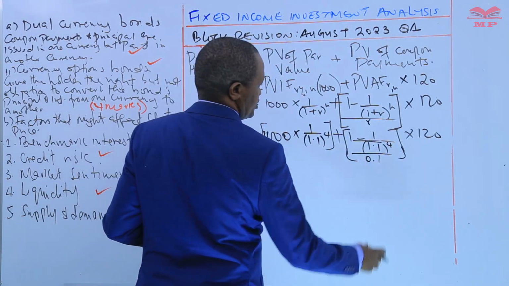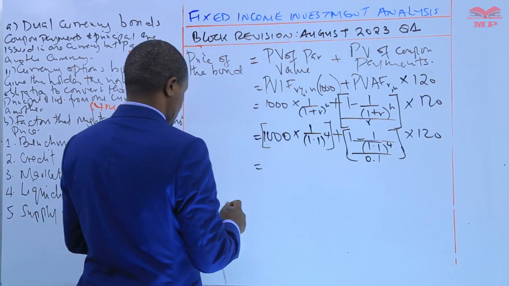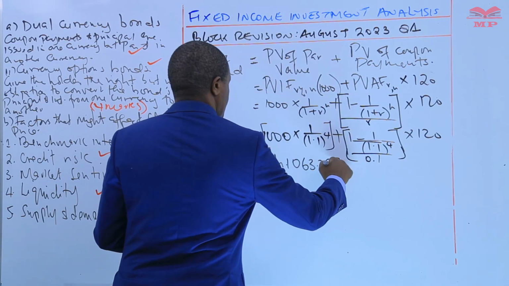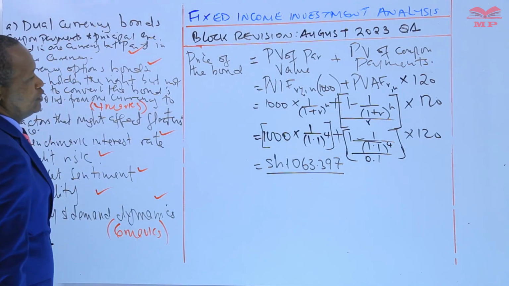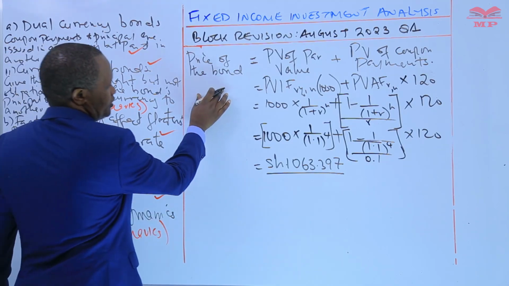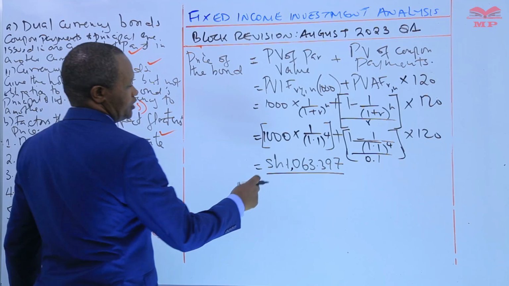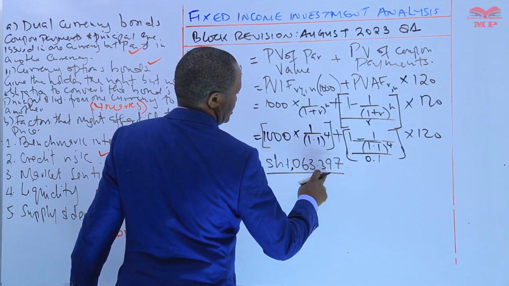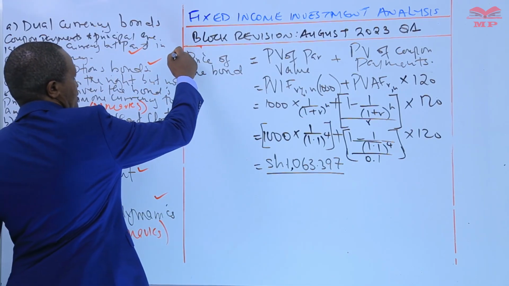10% into decimal, 0.1. So the rest is the work of the machine. So that is the value of the bond. The price of the bond is 1,000 shillings and 63 ... 1,063.397 cents.